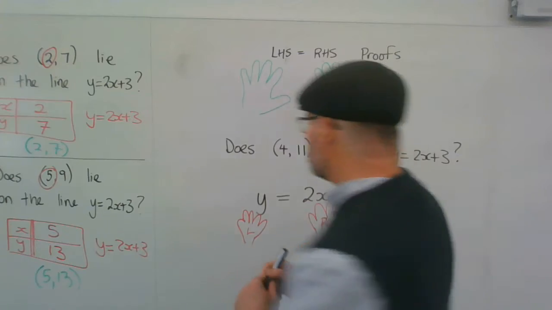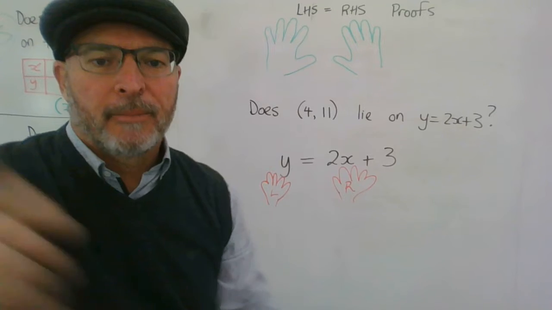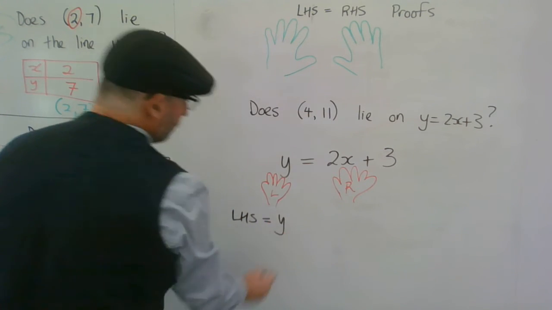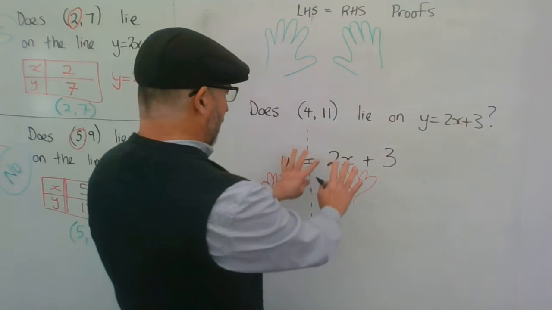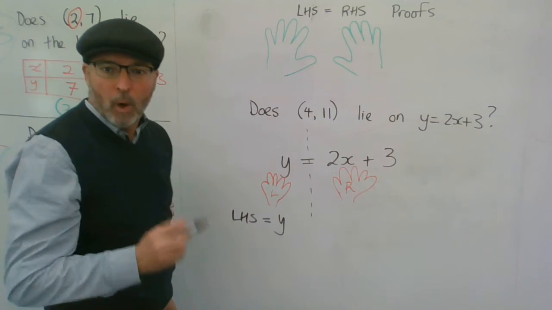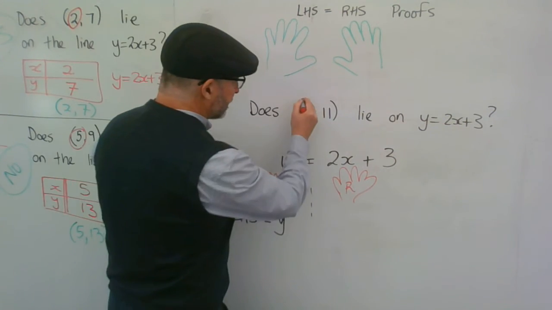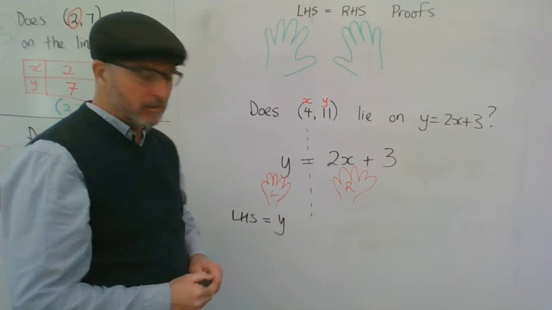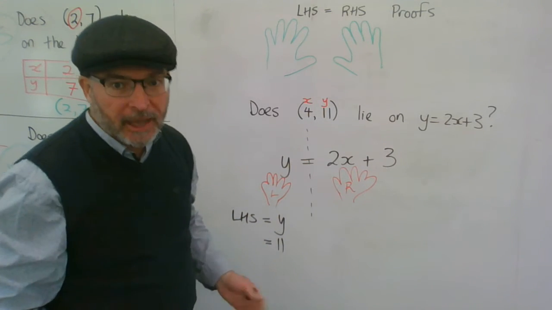Let's find out. I'm going to consider the left-hand side first. The left-hand side is equal to y. That's cutting the equation in half, into a left and a right. And on the left, we've got y. Now, what is y? Remember, each of these ordered pairs has an x part and a y part. What is y? 11. The left-hand side equals 11. Well, not much calculation to do there.